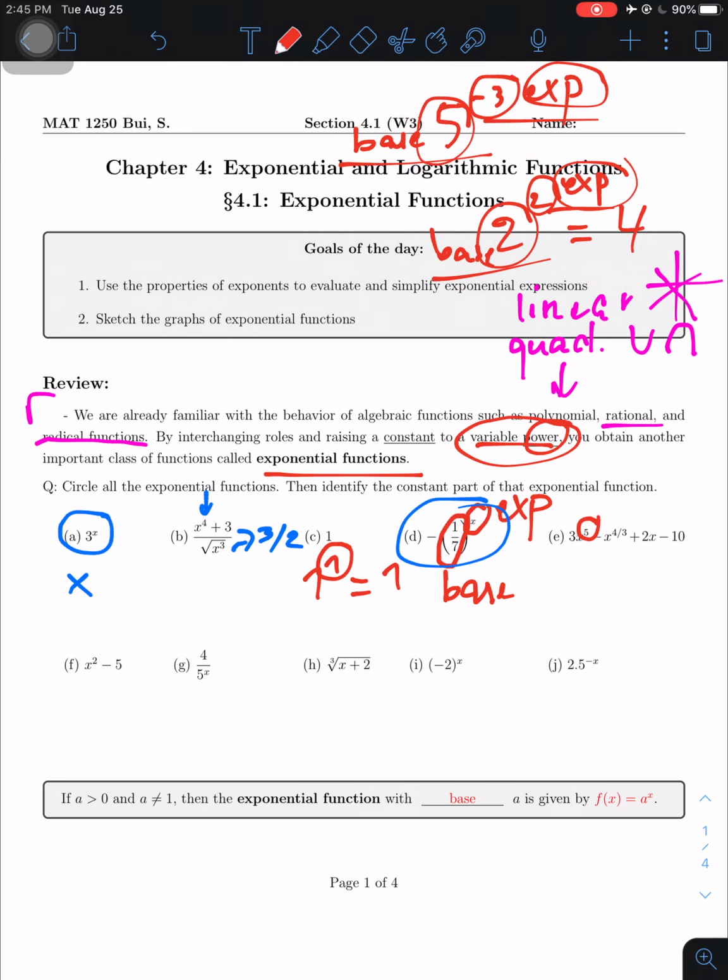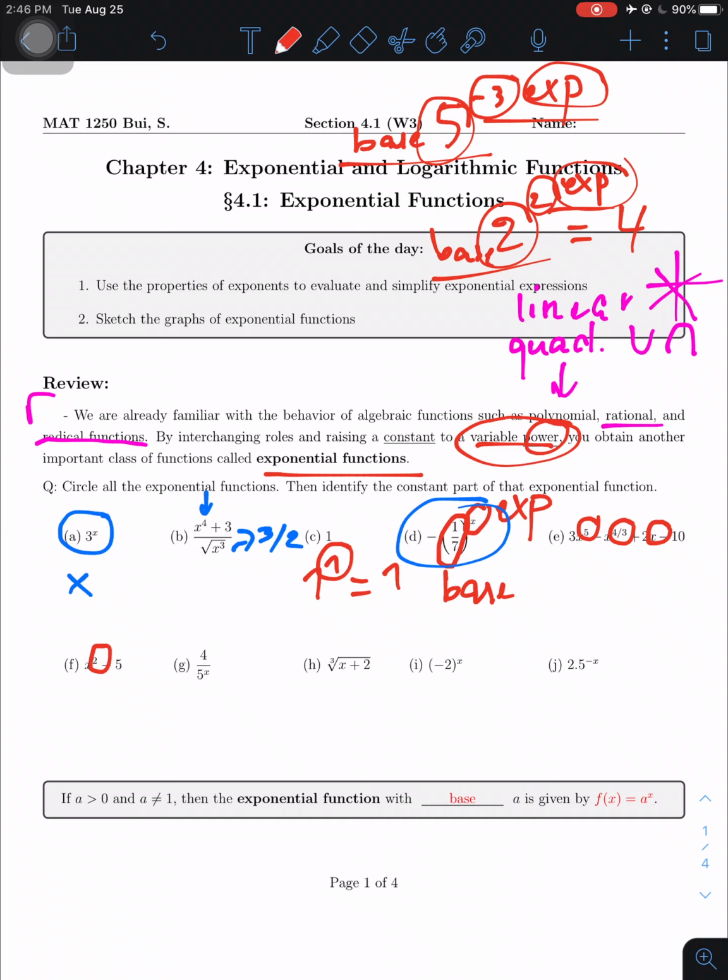5 in here is not a variable. 4 over 3 in here is not a variable. X in here has the power of 1, and 1 is not a variable. So E is not an exponential function, okay? For F, similar things. We have 2 in here, but again 2 is a number exponent, right? It's not like a variable exponent, so F is not an exponential function.